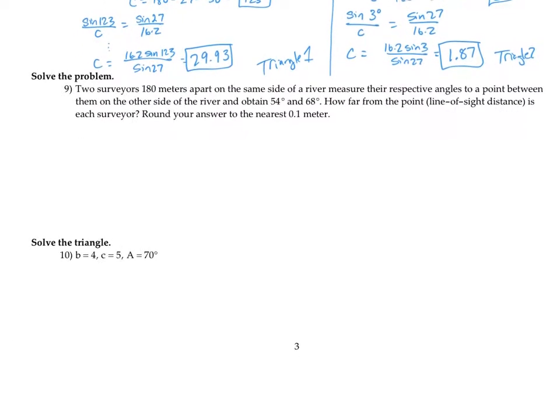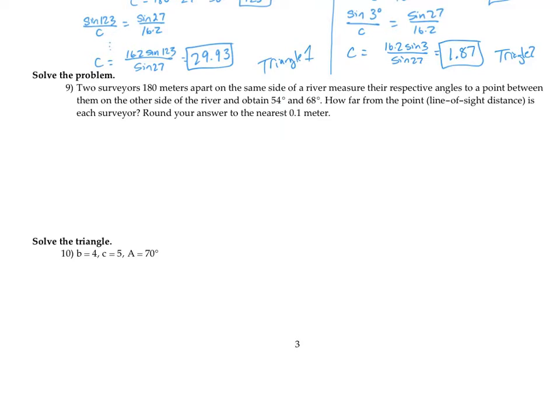All right, so last thing, let's do a law of sines application problem. So number 9, we're going to draw the situation that we've got. Two surveyors are 180 meters apart on the same side of a river. And they measure their respective angles to a point between them on the other side. Okay, we want to know how far that point is from each surveyor. So 2 answers to this question.